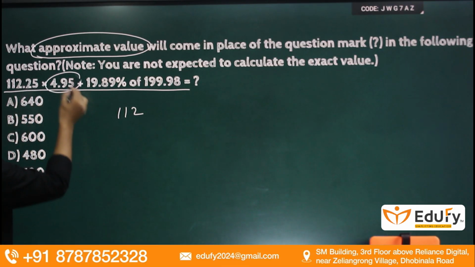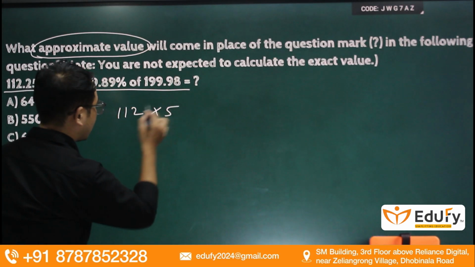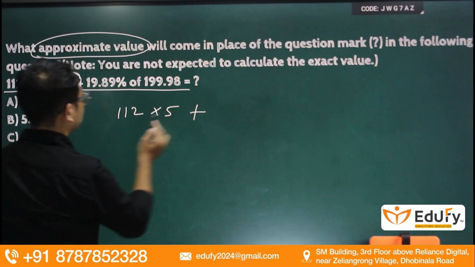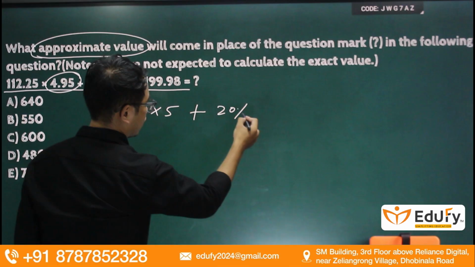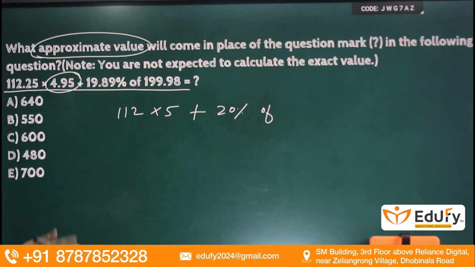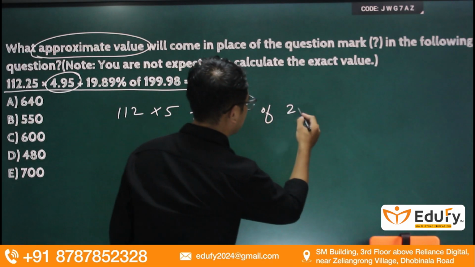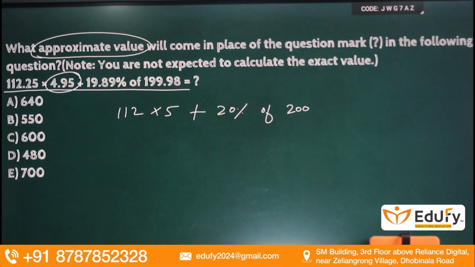Now again, this one, 4.95, is closer to 5. So I will write this as 5. Then you have the plus sign. Then you have 19.89, which is closer to 20. So that is 20%. I will write here of 199.98. So that is closer to 200. So I will write here 200. This way, it becomes easier for us to solve the question.